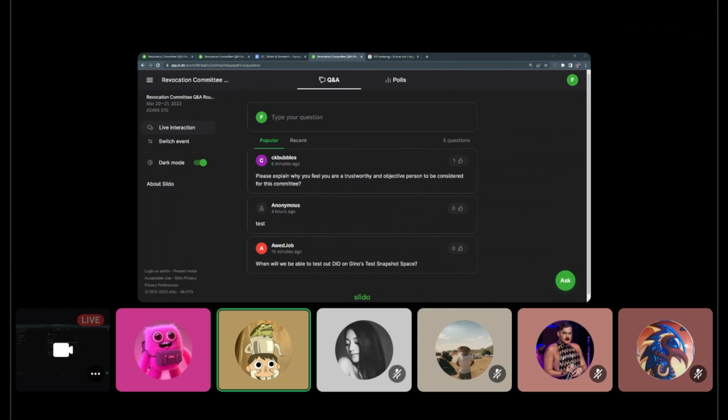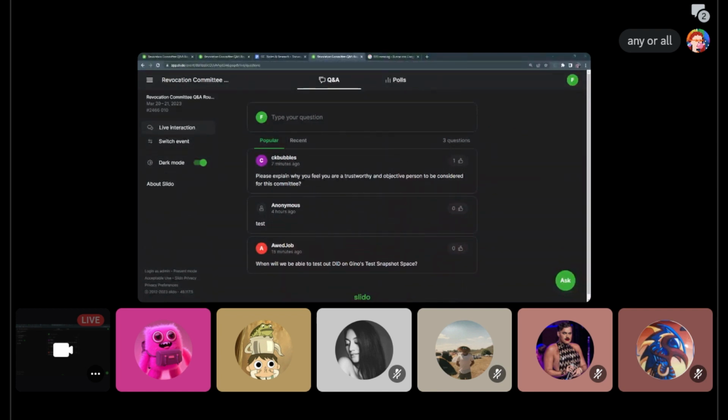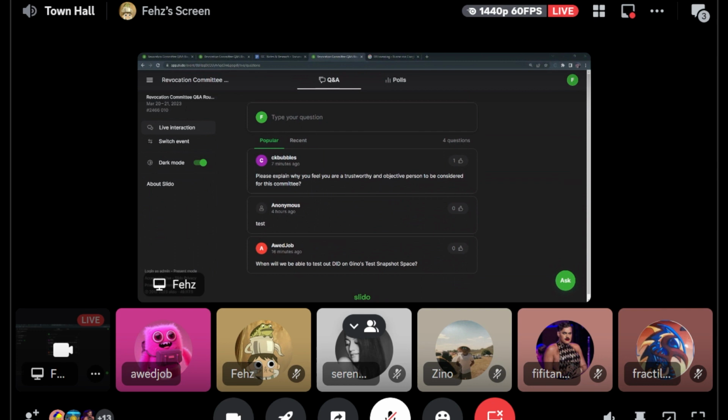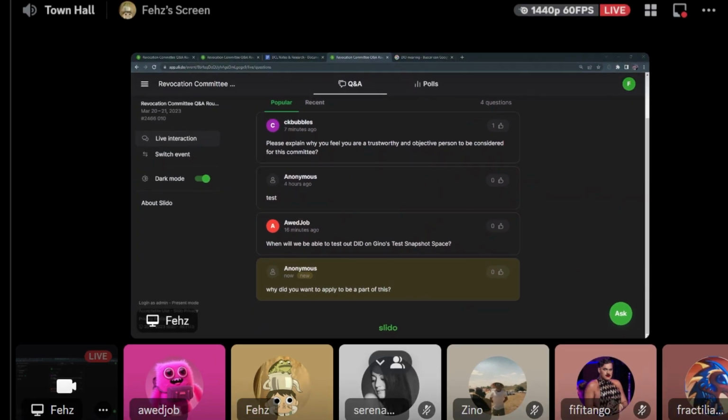So here we got a question from CK, and it says, please explain why you feel you are a trustworthy and objective person to be considered for this committee. So is this question for anyone in particular or for all the candidates? Okay. Who wants to jump first? Who wants to answer this question? Okay. Yep, go ahead. I don't think you're unmuted, whoever's. Yep, go ahead.